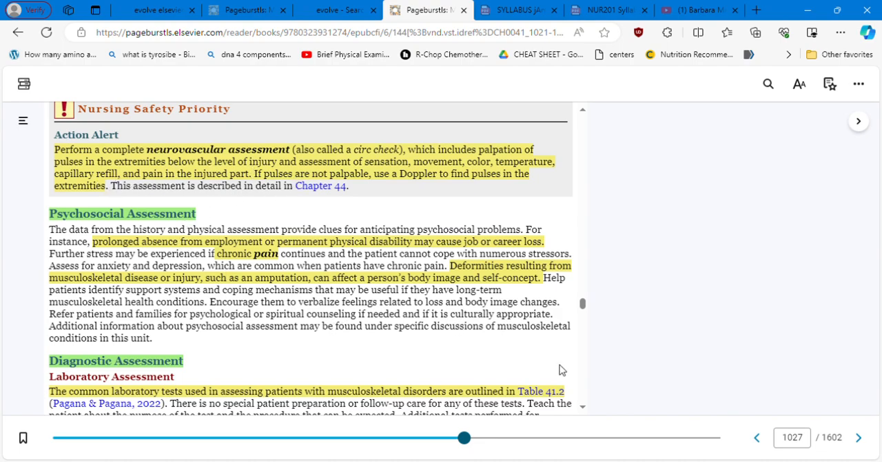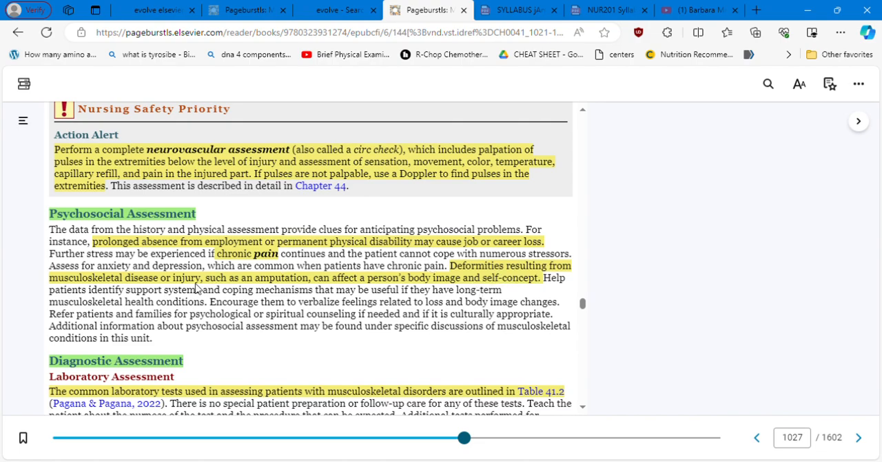Psychosocial assessment, prolonged absence from employment or permanent physical disability may cause job or career loss. In case of chronic pain, this will have worse consequences because patients are going to be affected in their self-esteem.